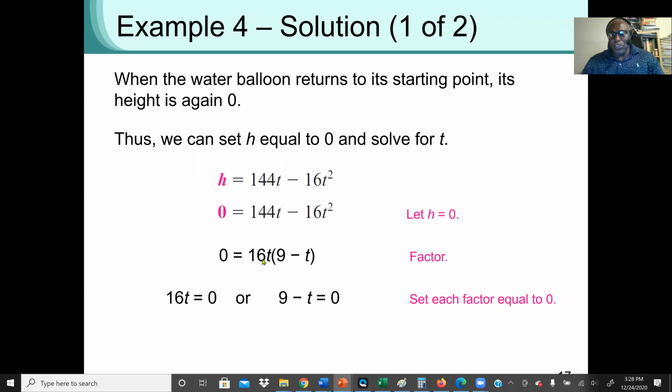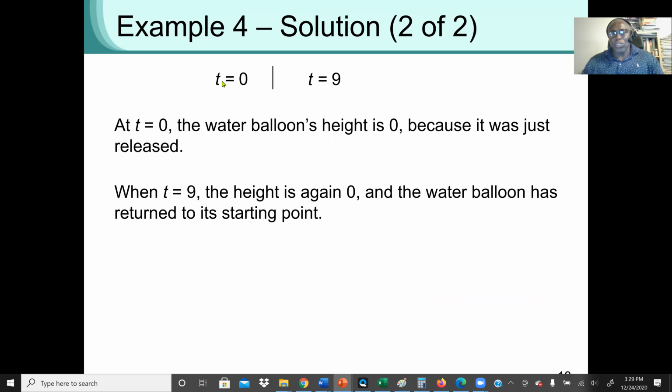So our first factor is 16t equal to 0, so t will give us 0. Or 9 minus t equal to 0, and t will give us positive 9. So that's our solution, t equal to 0 and t equal to 9. Now at t equal to 0, the water balloon height is 0 because it was just released. But when t equal to 9, the height is again 0 and the water balloon has returned to its starting point, with the time being 9.